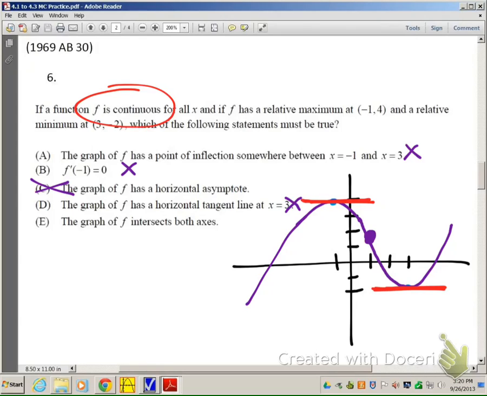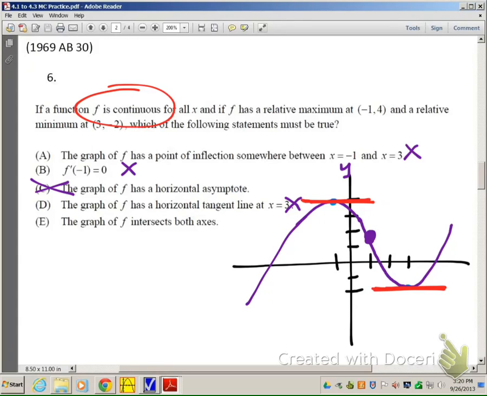The graph of F intersects both axes. Okay, well, let's see here. Intersects both axes. So it's definitely going to intersect the y-axis. It has to intersect the y-axis because it's continuous for all x. Okay, so it has to go through the y-axis. But then does it have to go through the x-axis? Well, it sure does here. Continuous, but what's the reason why it's not A, B, or D?